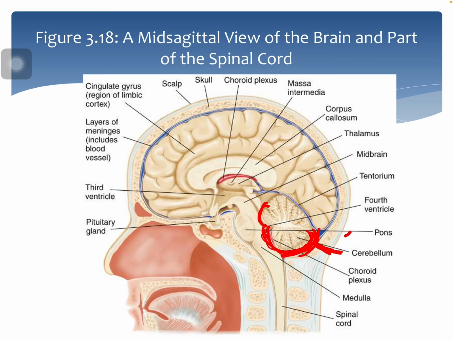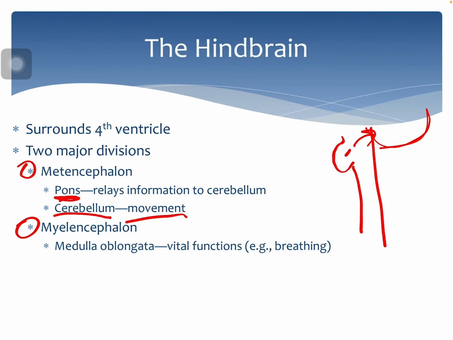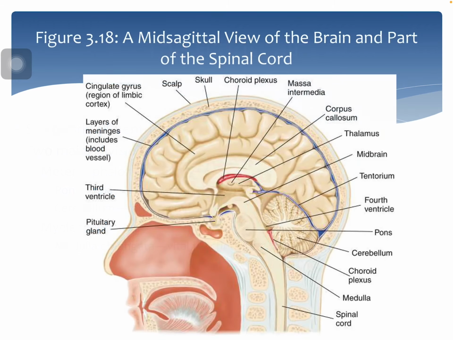But we're finding out that the cerebellum is becoming responsible for a lot more things than we typically originally thought. The final part is the myelencephalon, which contains the medulla oblongata, which is really important, and we're going to point this out right here. So it's underneath the pons. Really important for vital functions like breathing.